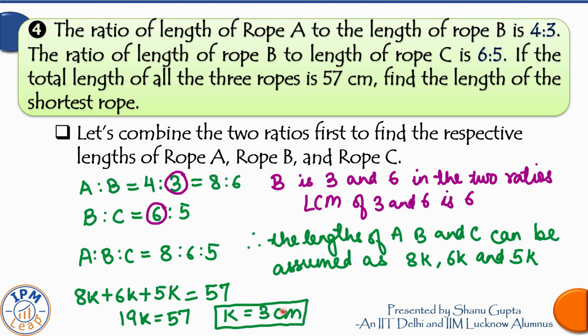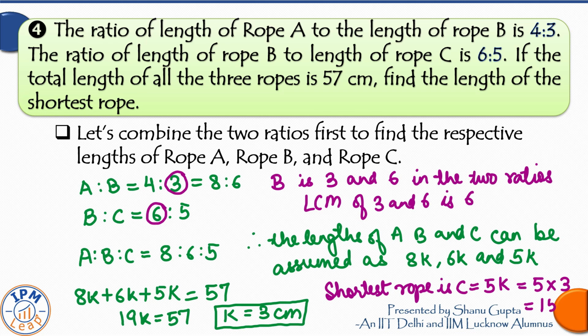Shortest rope is obviously C as we discussed earlier and C is equal to 5K. 5 into 3 is 15. So the length of the shortest rope is 15 centimeters.